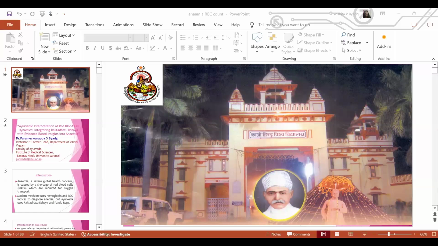You know that anemia is a severe global health concern. It is usually caused by a shortage of red blood cells, which are required for oxygen transport. Modern medicine uses hemoglobin and the RBC indices to diagnose anemia, but Ayurveda uses Raktadhatu Kshaya, Raktadhatu Dushti and Panduroga. In that, I'm going to start with the introduction about the RBC count, why the RBC count is important to understand. Everybody knows that, so I will not go into much detail about that.